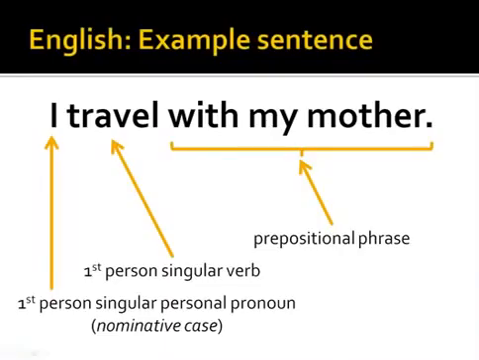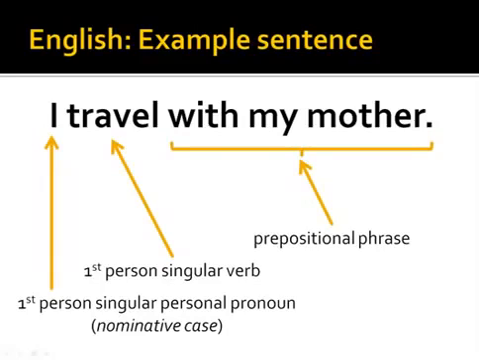I travel with my mother. Now, the English sentence has a subject, the first person singular personal pronoun "I," and this is the nominative case. This is the subject of the sentence, the person that's doing all of the action. And what is that action? Traveling. It's a first person singular verb, I travel.